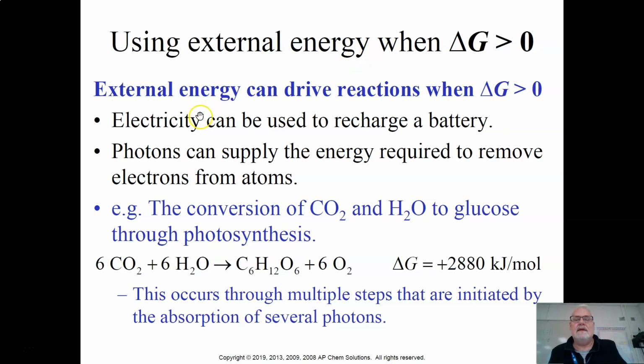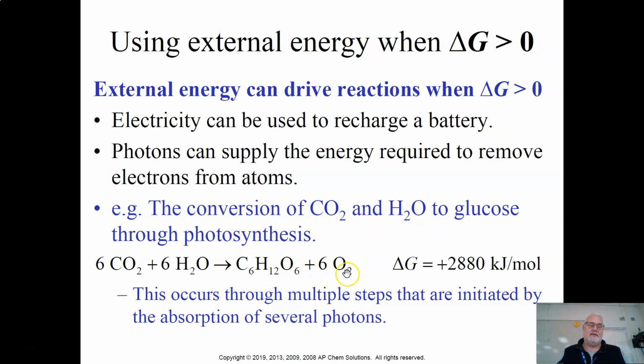Okay, and then external energy can drive reactions when delta G is greater than 0. So you have a non-favored process, you can just plug it in to a battery, and you can power it, and you can drive it uphill and make it favored. So this would be something that would not be favored, and then you can just get a power source to do that. The example that is very well known is that CO2 and H2O can be made into sugar.